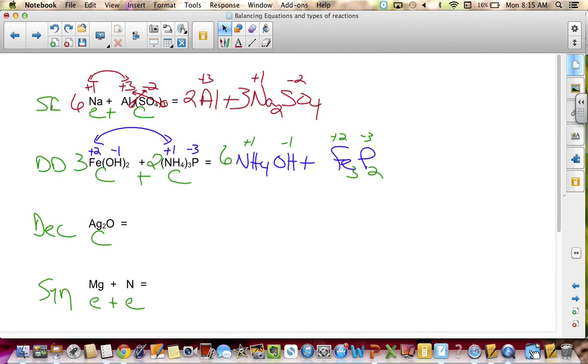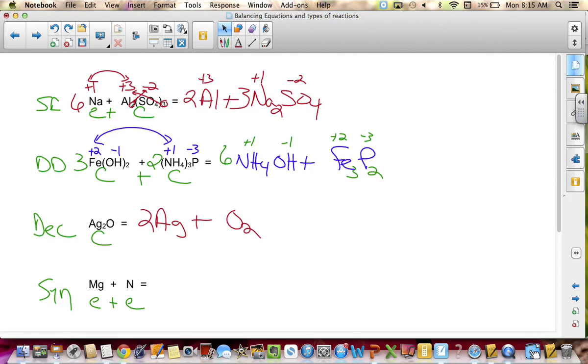Now for this decomposition reaction, we're going to break this down into its individual parts. So really what that means is we're going to make silver plus oxygen. Remember, oxygen's got to sit by itself, so it needs to double. That balances it for its charge, basically. And now we need to balance the whole equation. Those are our 2 products. We don't need to worry about the charge of silver because it's by itself.